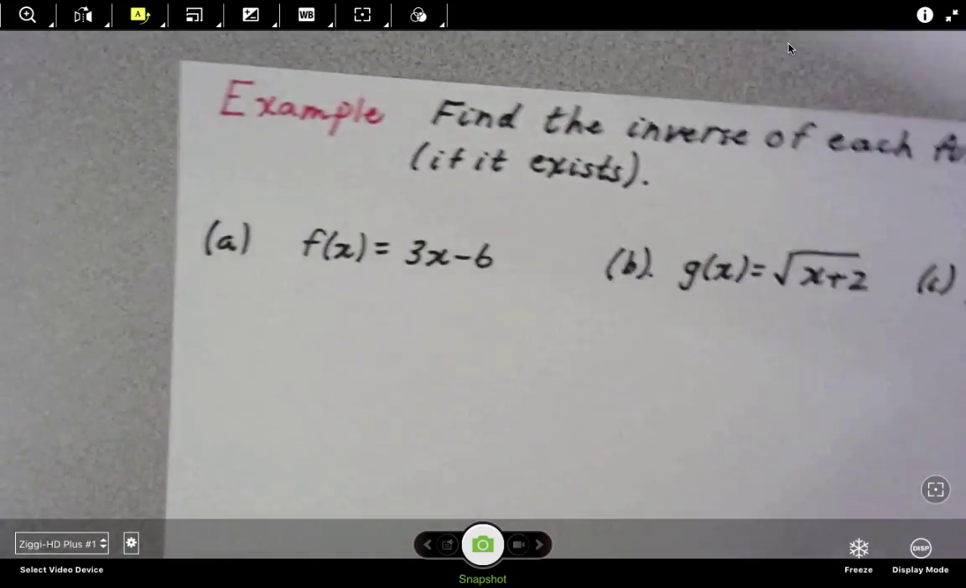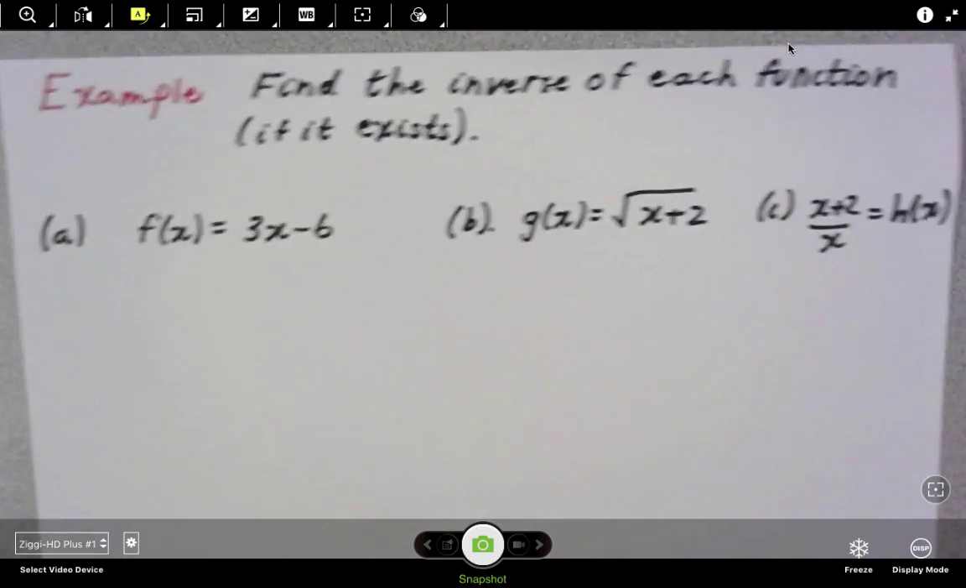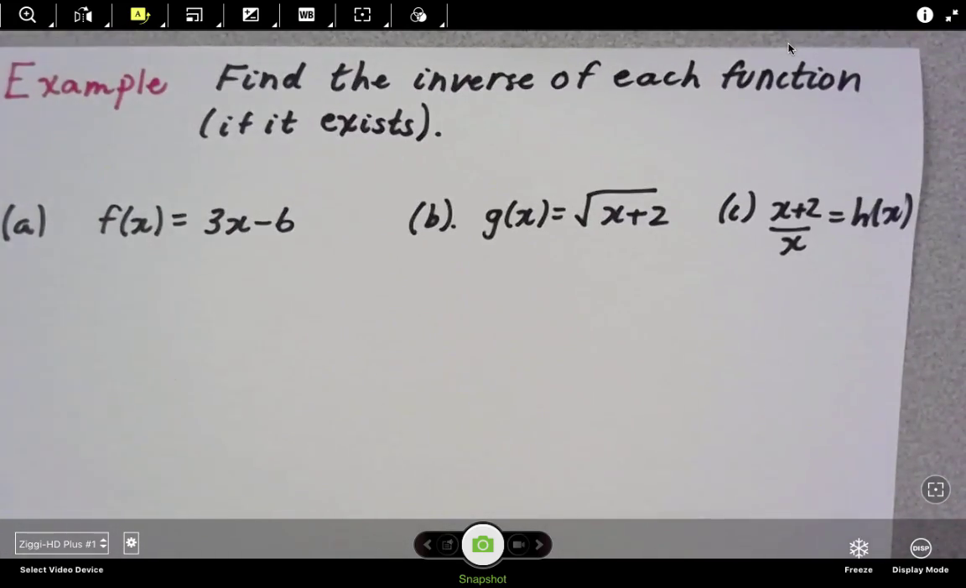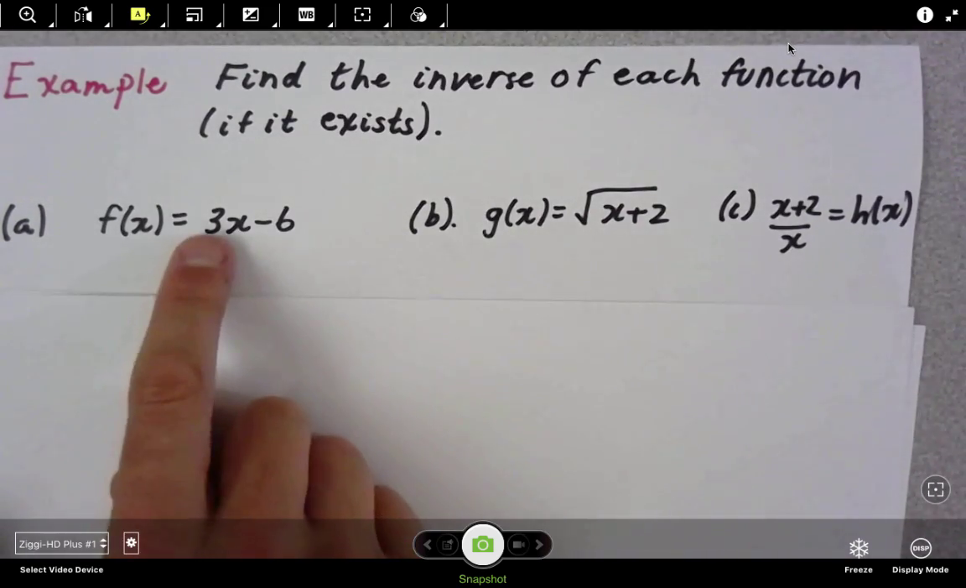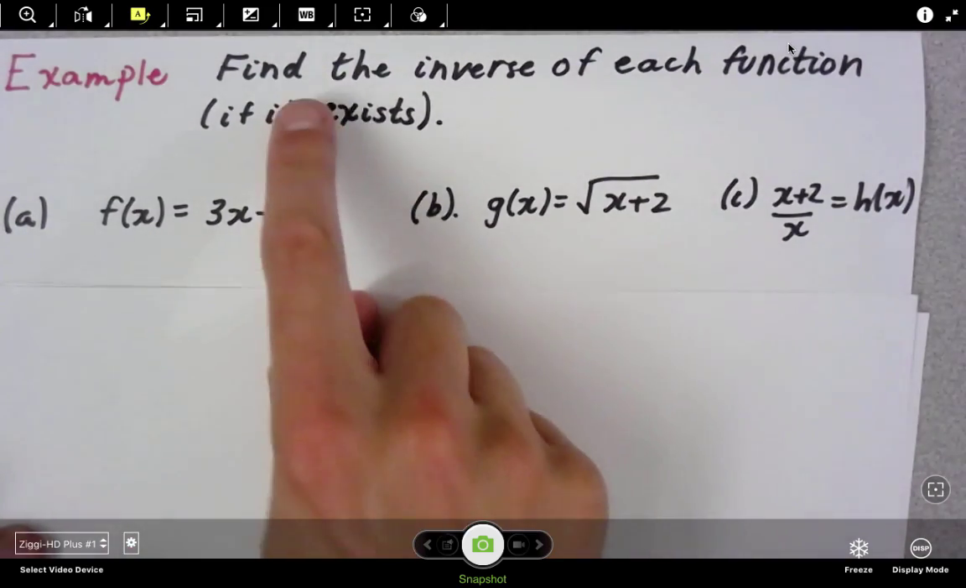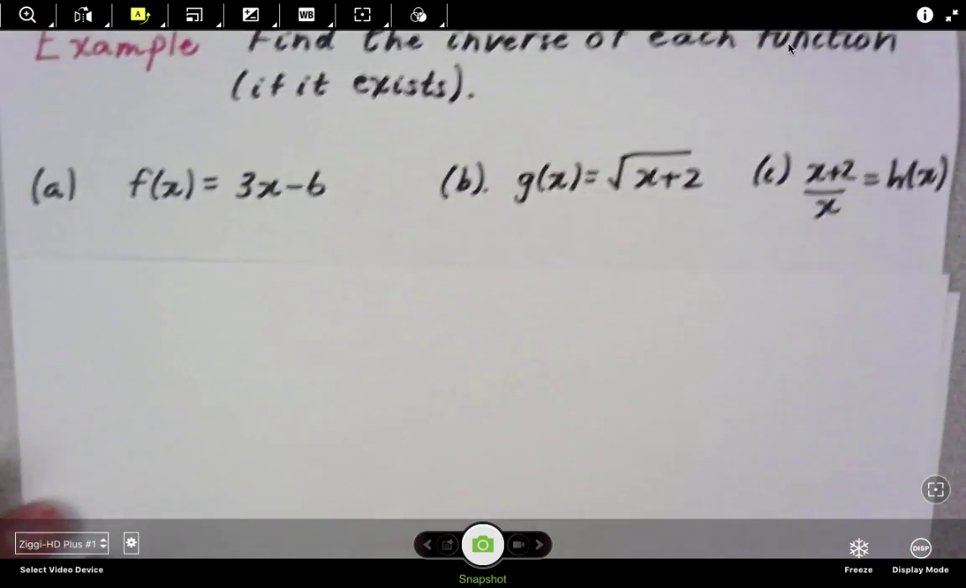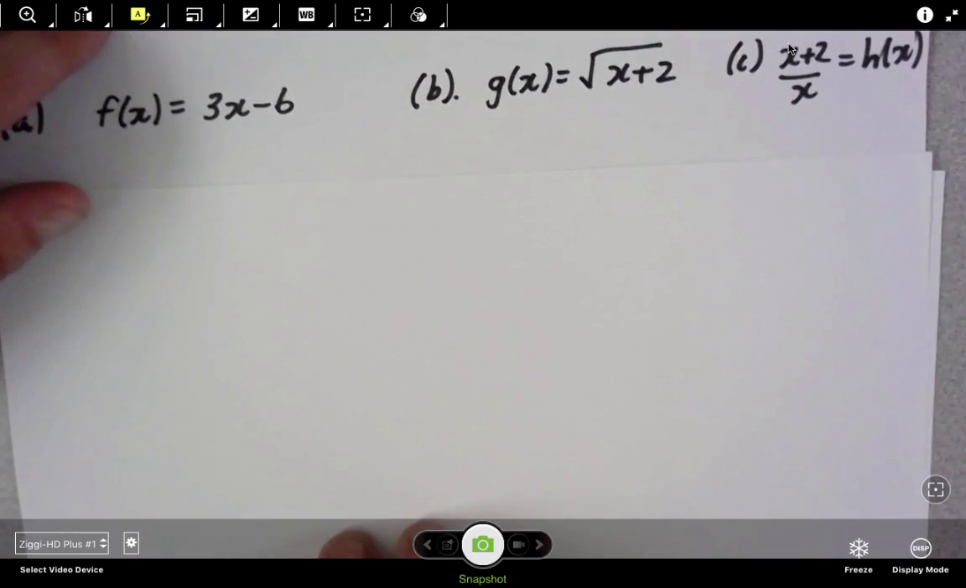Now, in order for a function to have an inverse, it's got to be one-to-one, or in other words, it has to pass the horizontal line test. Each of these examples passes the horizontal line test. For example, part A, that's a linear function. So we're going to be finding the inverse of each function if it exists. They all pass the horizontal line test, so let's go ahead and find these inverses.